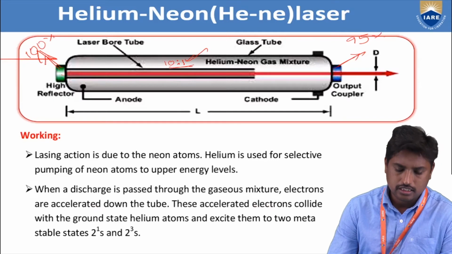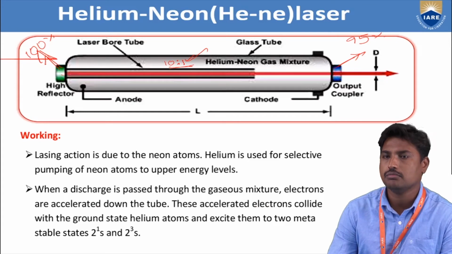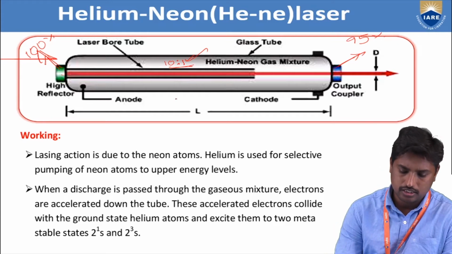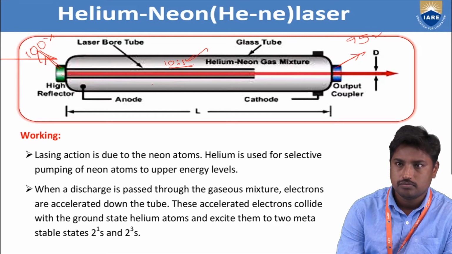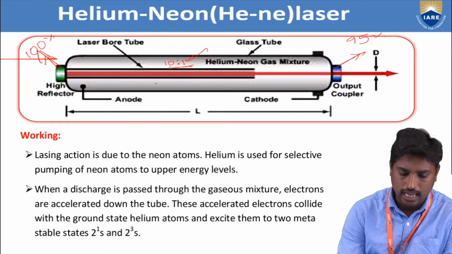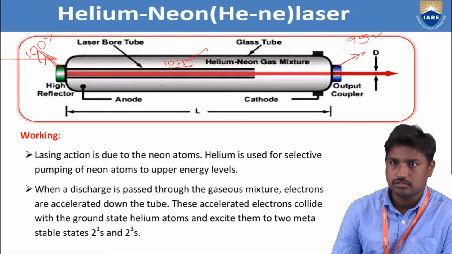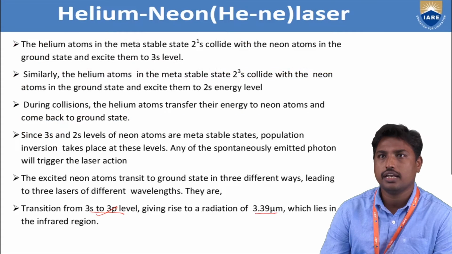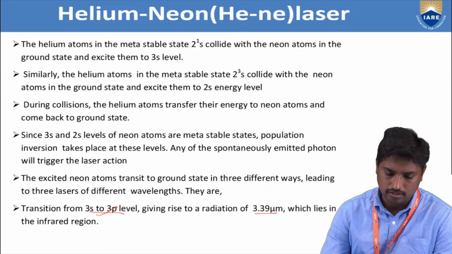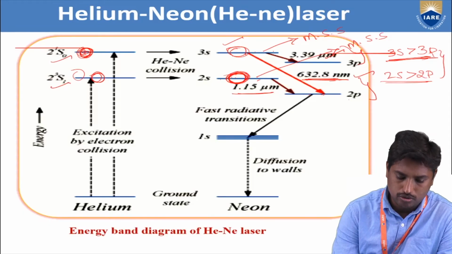Again, the working. Lasing action is due to neon atoms. Helium is used for selective pumping of neon atoms to the upper energy level. When the discharge is passed through the gases in the tube, what will happen? Accelerated electrons are produced, and these accelerated electrons collide with the ground state helium atoms. So helium atoms in the metastable state 2,1s collide with the neon atoms in the ground state and excite them to the 3s level.